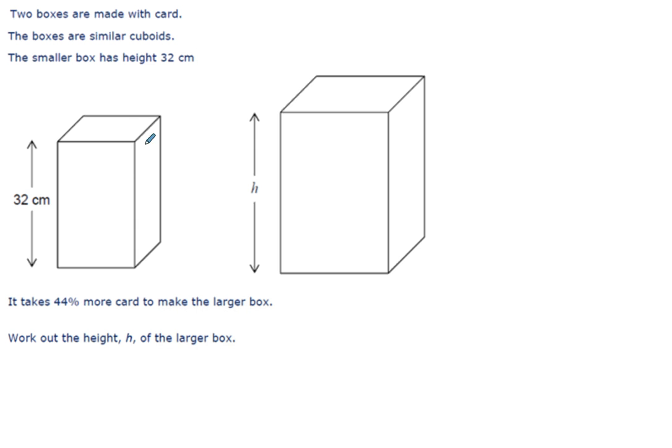Okay, 2 boxes are made with card. The boxes are similar cuboids. The smaller box has height 32. It takes 44% more card to make the larger box. If it takes 44% more, then you can tell that that's talking about the area. So the scale factor of the area will be 144%, because it'll take 44% more card than the original 100%. So you've got 144% divided by 100, so the scale factor of the area will be 1.44.